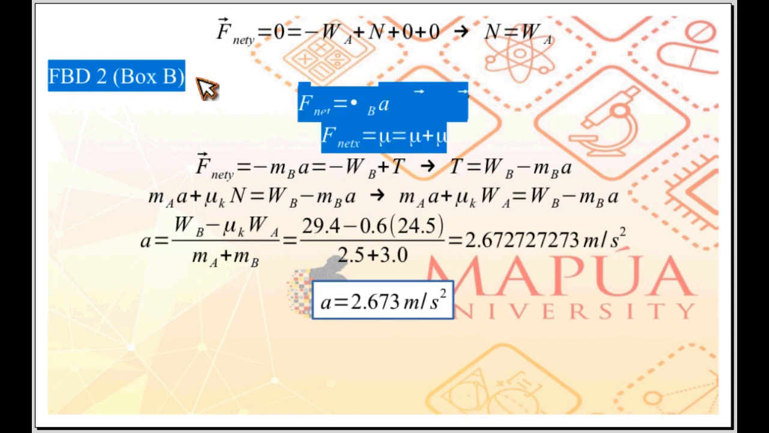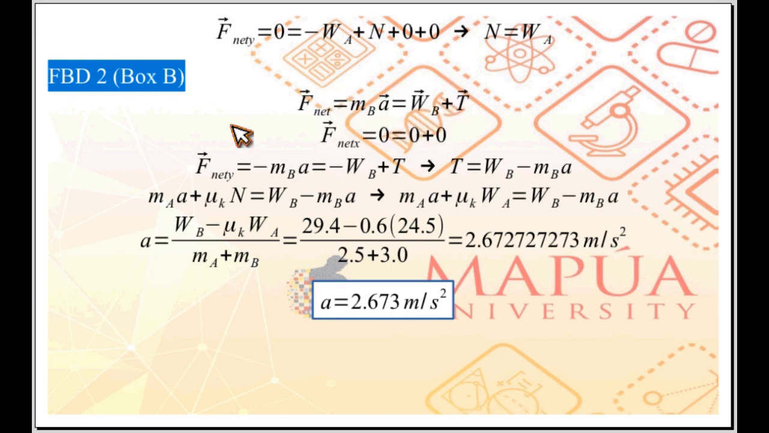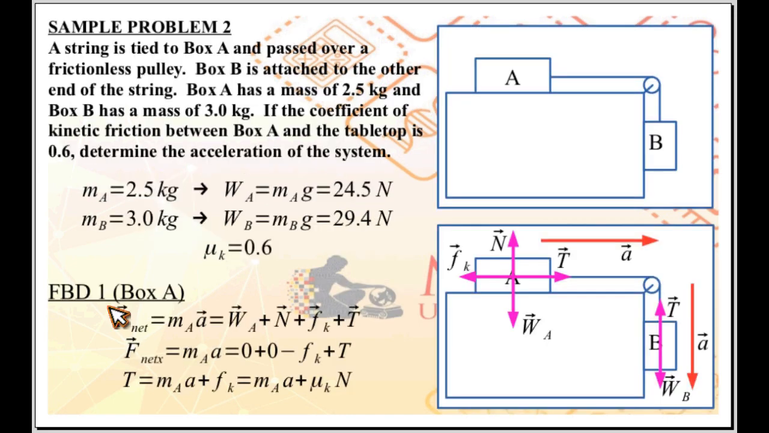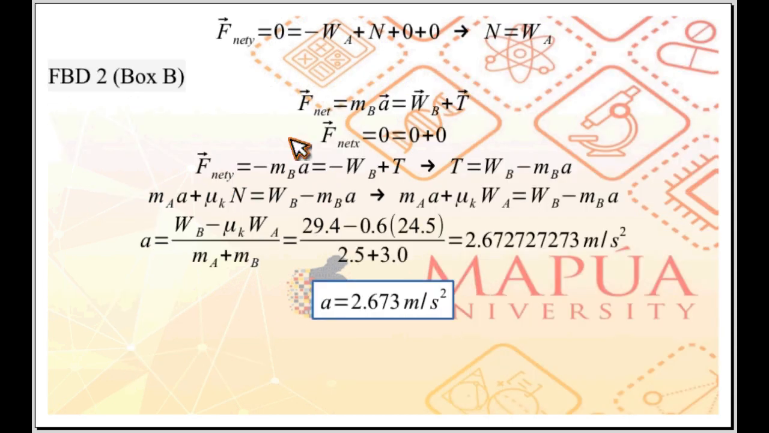Going now to box B, free body diagram 2, we do the same thing. Box B is accelerating, so F net is equal to M_B A, and F net is the summation of the forces acting on box B, so you have weight B plus tension T. If you look at the diagram, all the vectors are vertical, no x component. So we go directly to the y component.